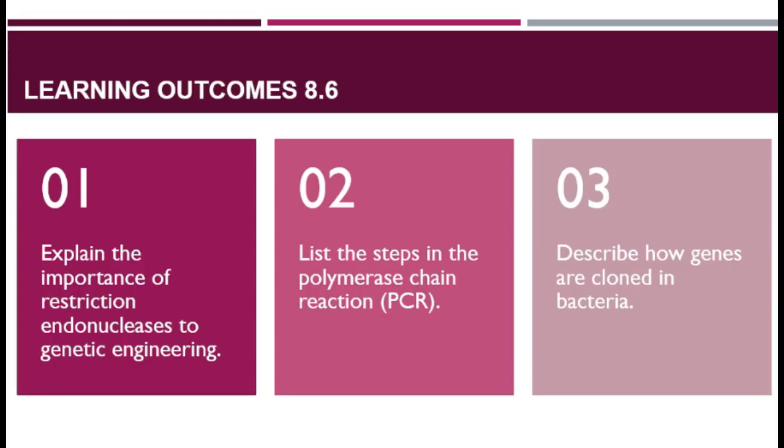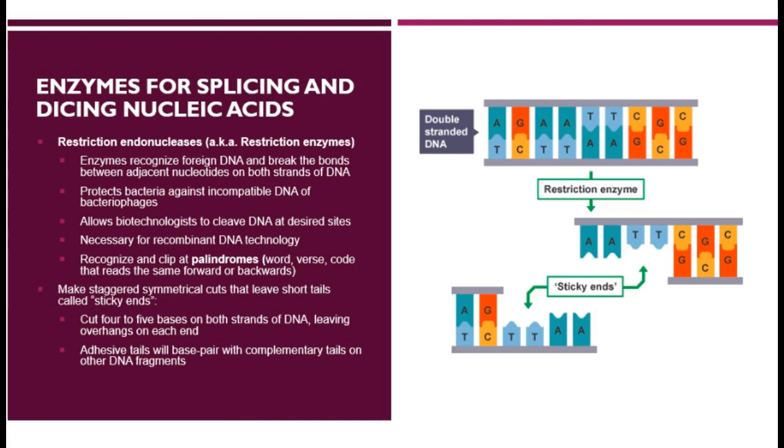There are three learning outcomes for this mini lecture. First, explain the importance of restriction endonucleases to genetic engineering. Second, list the steps in the polymerase chain reaction, or PCR. And third, describe how genes are cloned in bacteria.